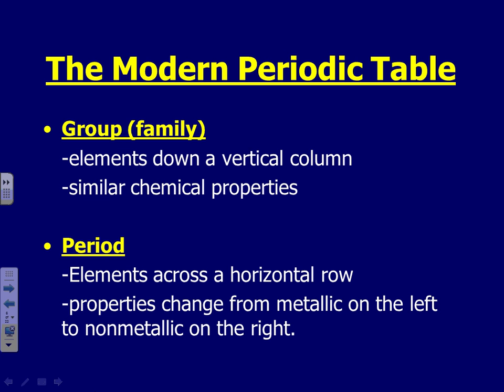The period across the row, properties change from metallic on the left to non-metallic on the right. So in a period, the properties slowly change as you work your way across. The reason it's called a period has to do with its repeating periodic trends. I'll talk about that in a moment when we look at how Mendeleev came up with the periodic table.